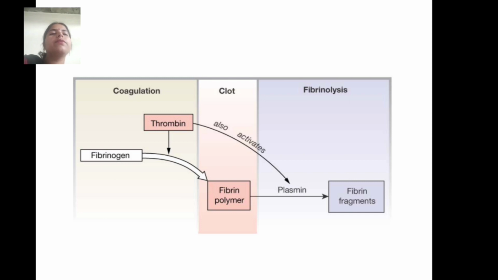So this is the graph for coagulation, clot and fibrinolysis, the three components. First, coagulation starts from fibrinogen, which is converted into fibrin polymer, and next is converted into fibrin fragments. So there are steps that convert fibrinogen to fibrin polymer in the presence of thrombin, and thrombin also activates plasmin. This converts fibrin polymer to fibrin fragments.